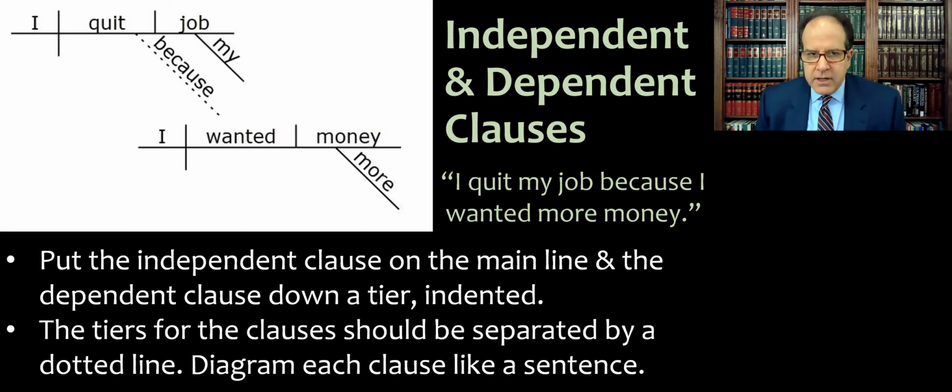So what we do is we diagram both clauses basically as a sentence, but we take the dependent clause and put it underneath, down a tier and indented, and we connect it with a dotted diagonal line that's our connection word between the clauses. And here, because is a causal connective word. And also notice my is a type of adjective pronoun that we put under job, and more is modifying money in this sentence.